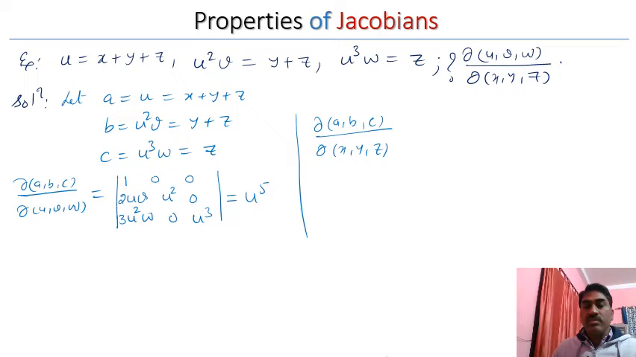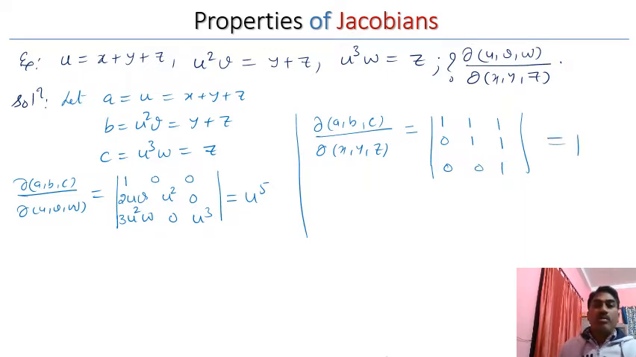So what is this? Jacobian of abc with respect to x, y, and z. So this is del a by del x is equal to 1, del a by del y is equal to 1, del a by del z is equal to 1, del b by del x, b does not have x, so 0, del b by del y 1, del b by del z 1. Then del c by del x, c is equal to z, so c is a function of z purely. So this is 0, this is 0, and this is 1. So finally this is 1.